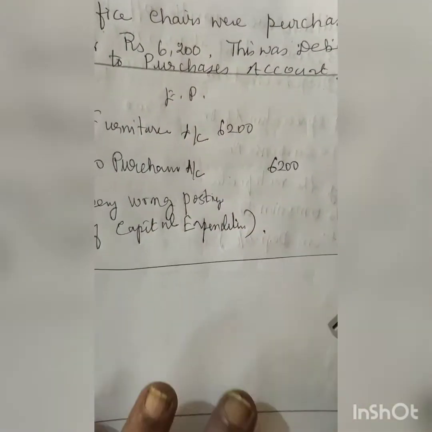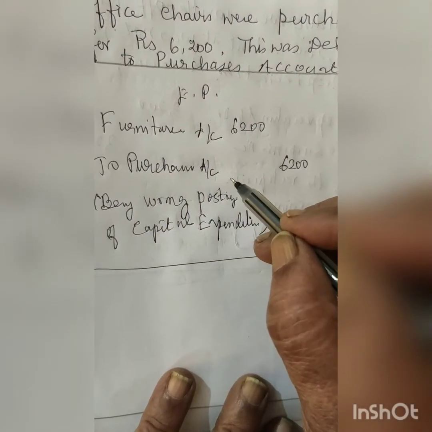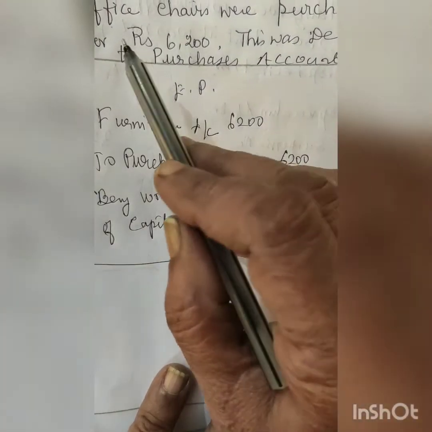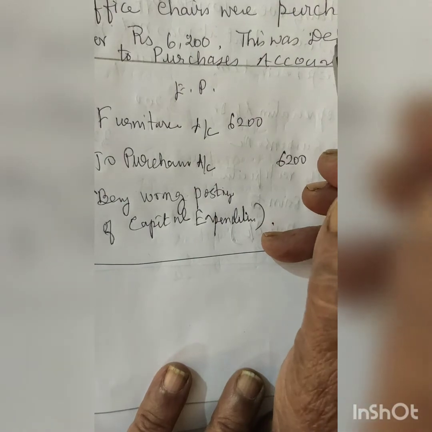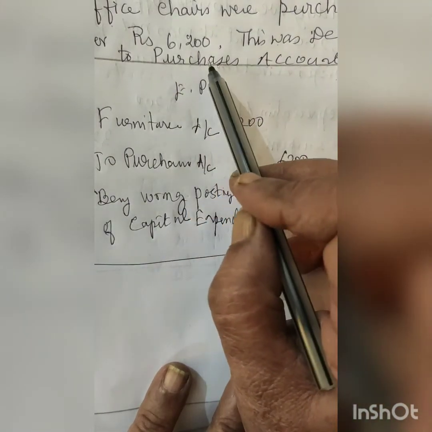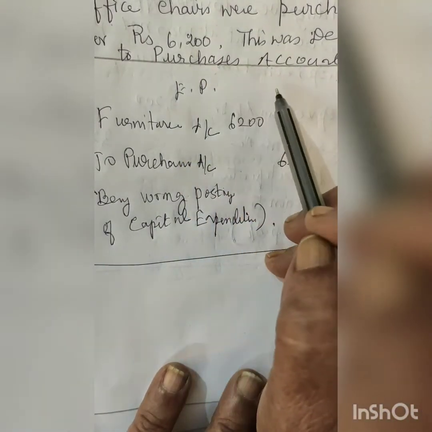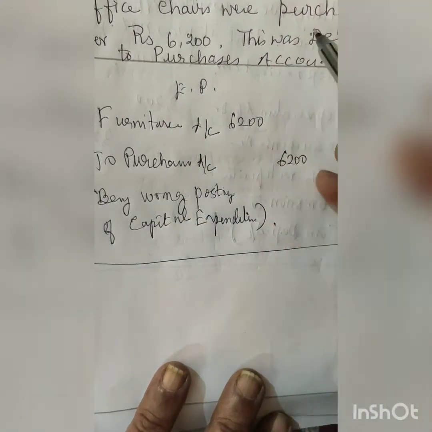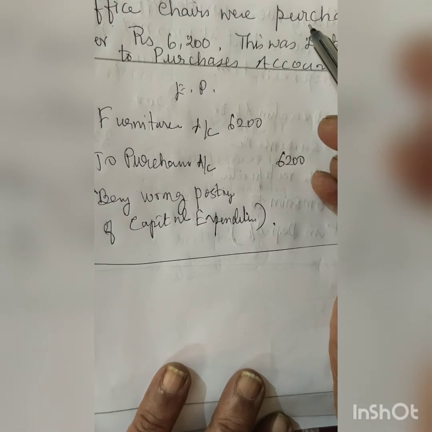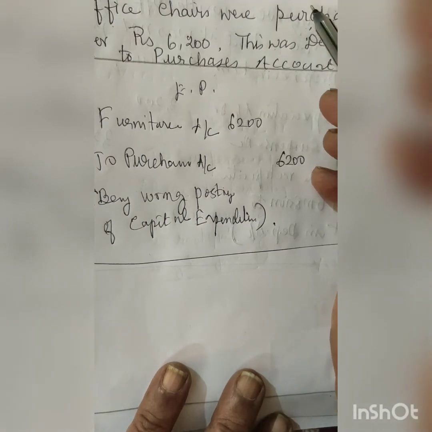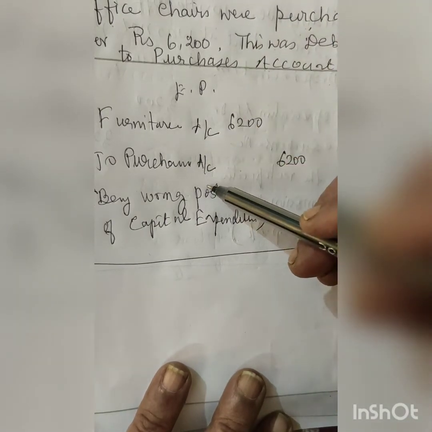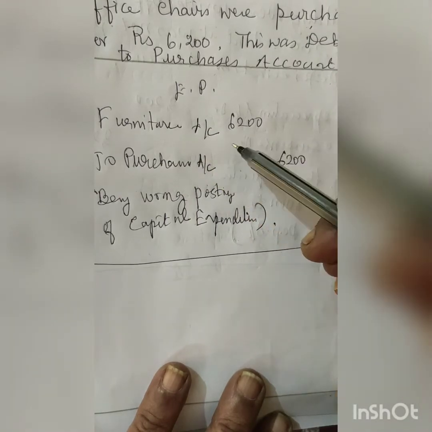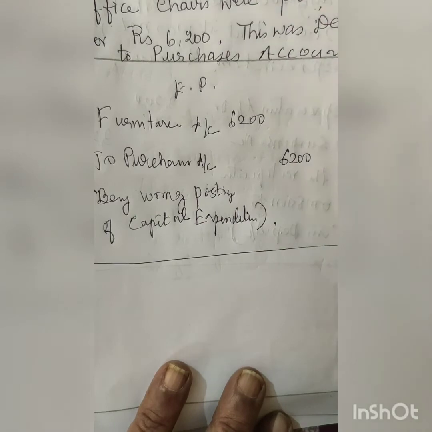The office chairs. There's a furniture account to purchases account. Here no suspense account. Office chairs were purchased. That's a capital asset. Purchased for rupees 6,200. It was debited to the purchase account, means furniture account debited to purchases account, because it is not a stock. If it is a stock only, you should take it to the purchase account. So we are reversing this entry, and we are debiting the furniture account. So here asset is, so this will not come in the suspense account.